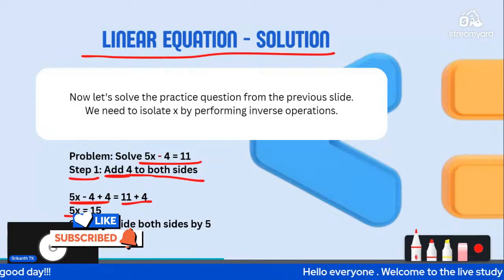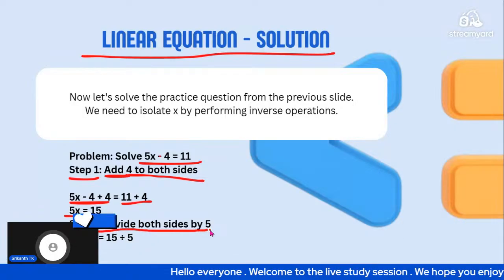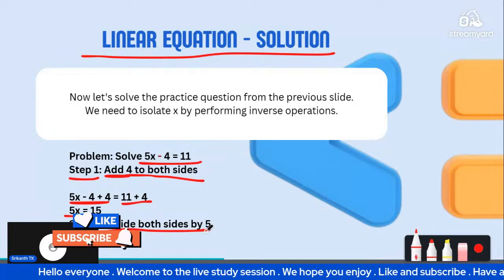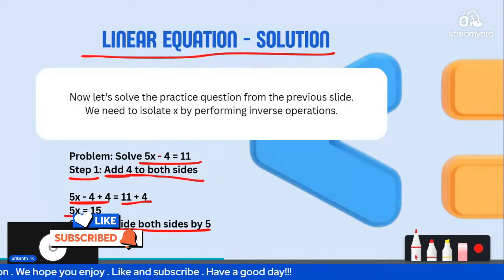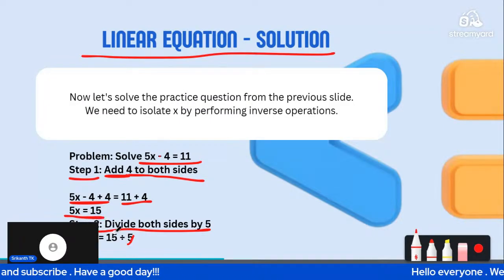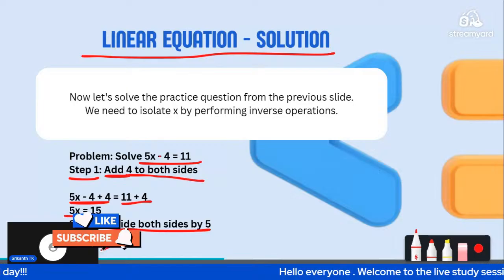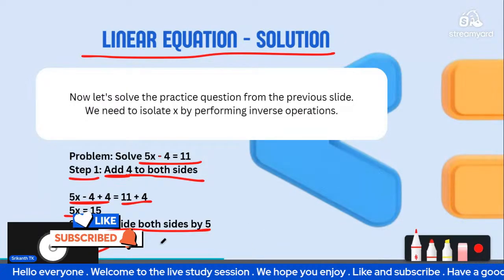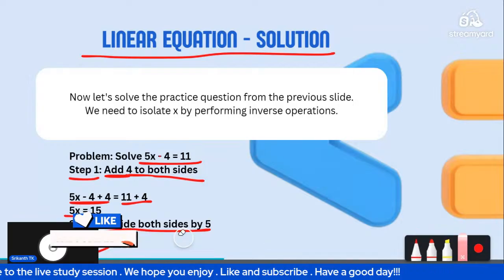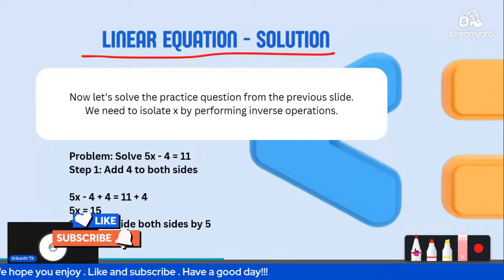What do we do next? Step 2, we divide both sides by 5. So then divide both sides by 5, meaning this cancels, this cancels. This cancels to 3, which is this. And this x stays as it is, so it becomes x equals 3. I hope you have understood it.